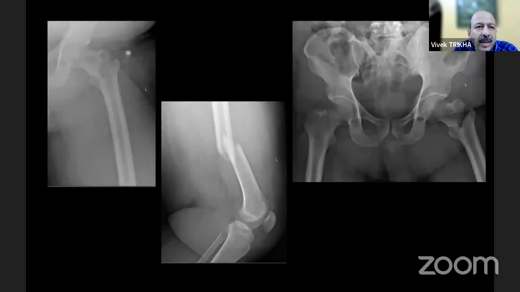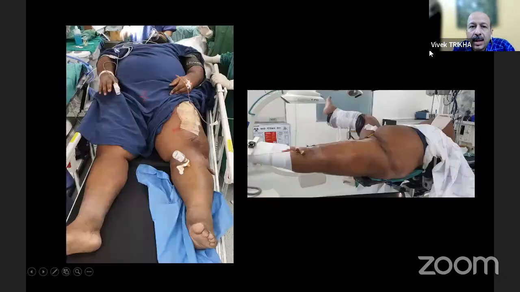Let me show you one of the cases. This is an intertrochanteric fracture. You can see the trochanter is involved with a shaft femur, and the X-rays of the pelvis also show the same. Look at the patient. He was a 145 kilo, BMI 40 patient, having a neck femur or intertrochanteric fracture along with a shaft femur fracture with a distal third femur.